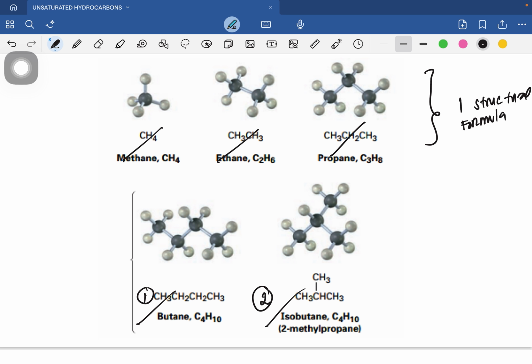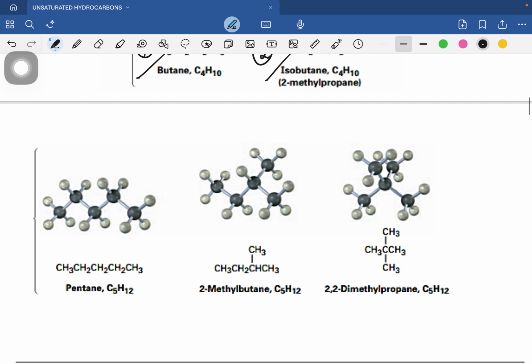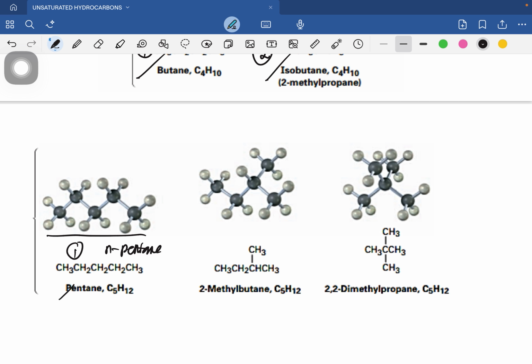Again, both of these structural formulas are correct representations of how a 4-carbon compound can look. So that's it. And for pentane, there are actually 3 structural isomers. We have 1 here, a straight chain, so it's n-pentane. There are no attached substituents on any of the carbons in the chain.